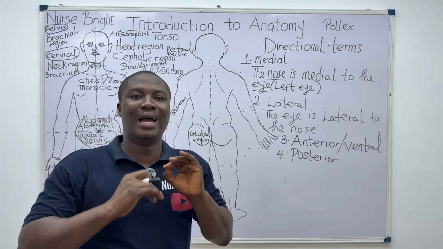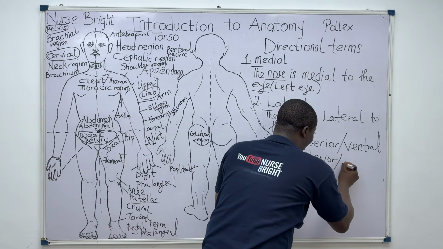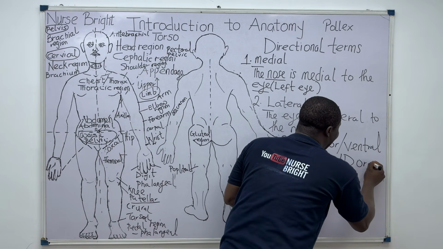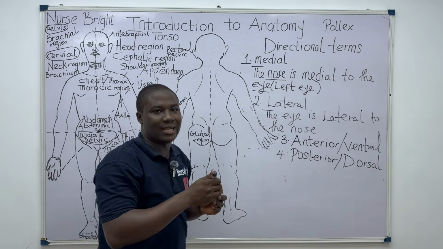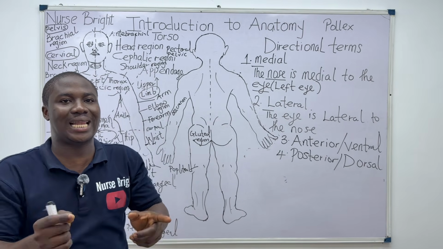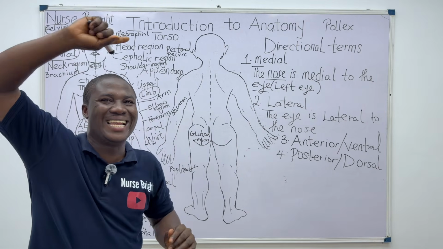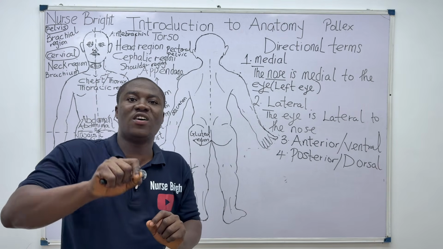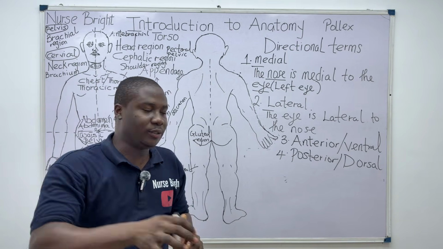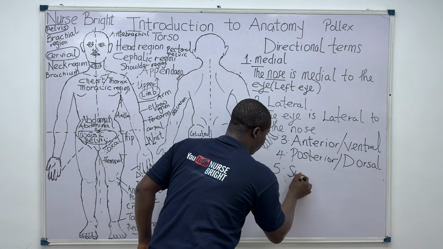Let's get into more directional terms. And another name for posterior is dorsal. So they don't say this structure is posterior to another structure. Say that that structure is dorsal to another structure. Note all these things. They are essential. Now, moving over to another directional term called superior. Pay attention, all right?